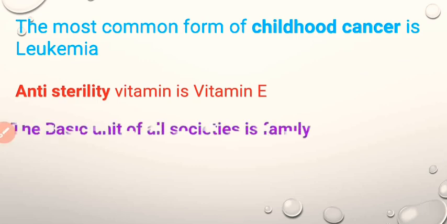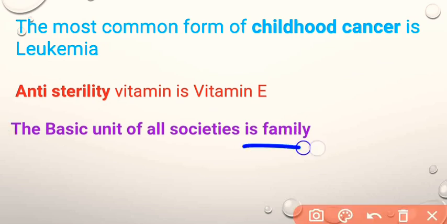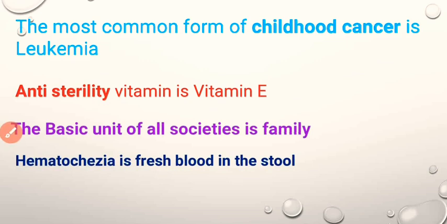Next, the basic unit of society is the family. Family is the basic unit of society. Next, hematochezia is fresh blood in the stool. So melena is a kind of black tarry stool, hematuria is the presence of blood in the urine, and hematemesis is the presence of blood in the vomit, and hematochezia is the presence of fresh blood in the stool.